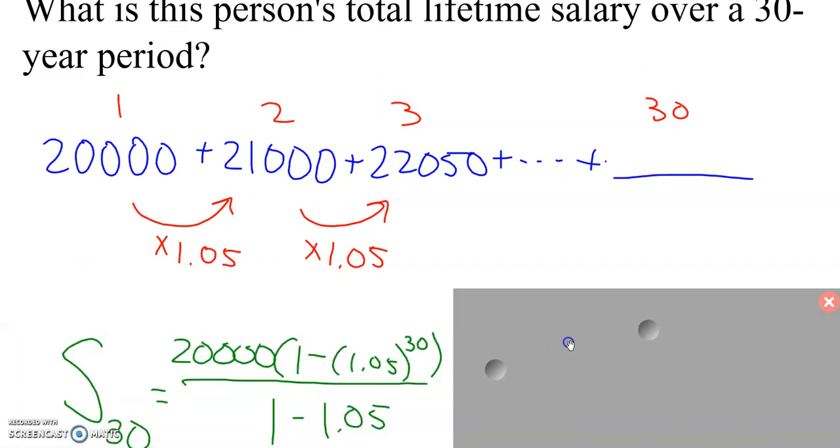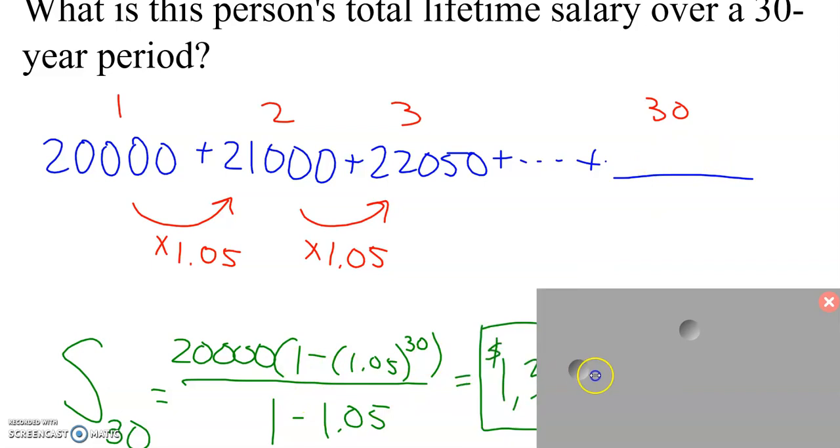So it's the sum of the first 30 terms. The first term is 20,000 times (1 minus r to the power of n), which is 1.05 to the power of 30, all over 1 minus r, which is 1 minus 1.05. You'll notice I never actually have to figure out this term like we did in arithmetic. I don't actually need to find that last term to use this formula.